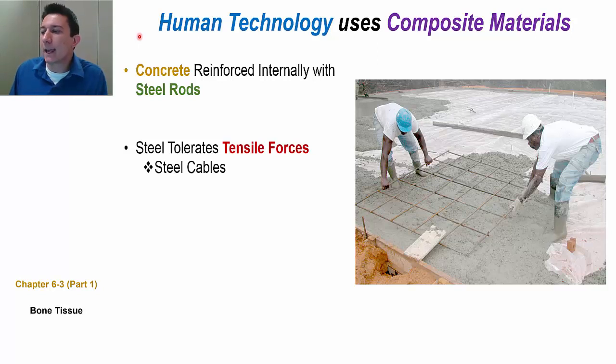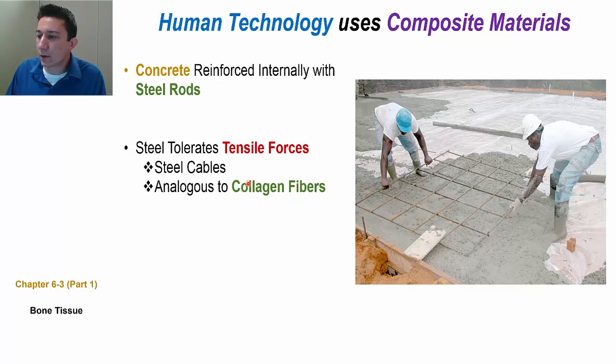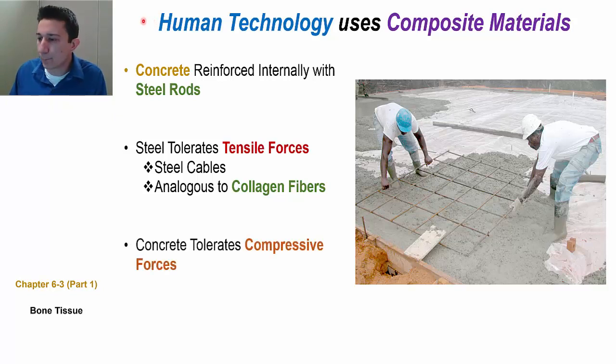Of course, we make steel cables, and steel cables are very common because steel can work very, very well as a rope. The steel rods in concrete reinforced structures are analogous to the collagen fibers, so they can bend and be pulled on easily without breaking.